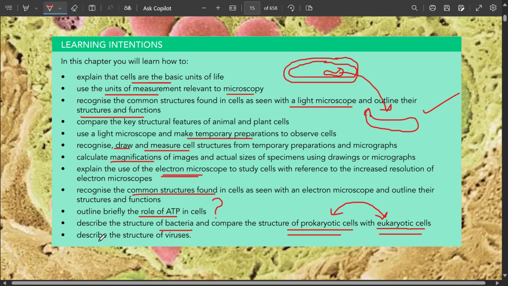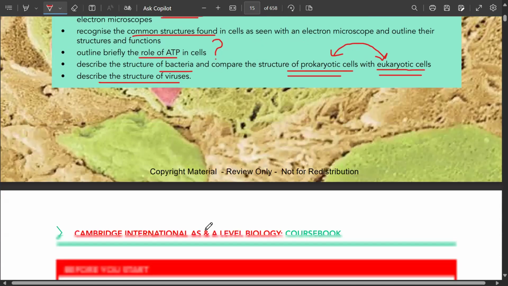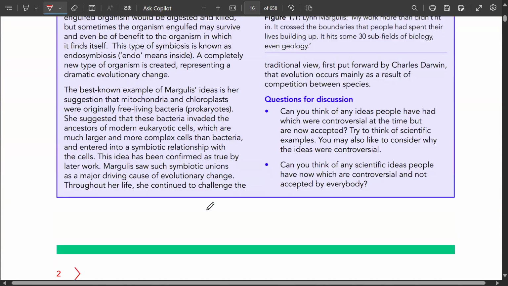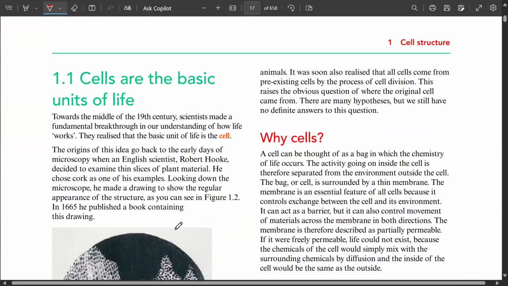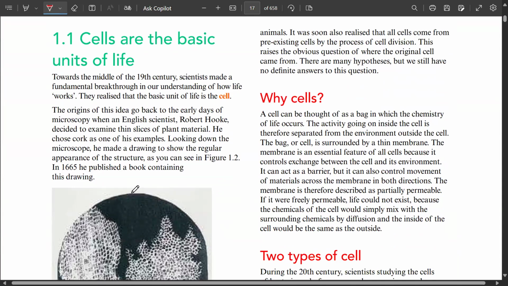And then describe the structure of viruses. This is very easy, okay? There's nothing new in viruses that you don't know still. So cells are the basic unit of life. Every structure, every tissue makes an organ, makes an organ system. Our whole body is made up of cells. Nothing was possible without the cells. Cells are the smallest unit of the human body.